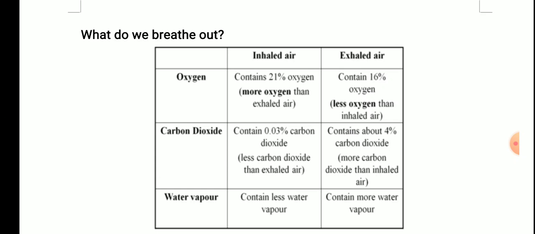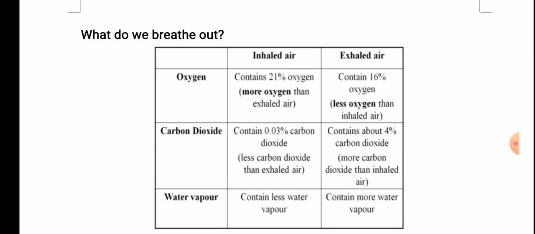On the other hand, carbon dioxide is 0.03% in the inhaled air, which means it is less. But when the blood reaches the tissues or the cells, while giving oxygen to the cells, it will take carbon dioxide from the cells. So it increases the amount of carbon dioxide in the blood, and it contains about 4%. You can see the comparison: 0.03% in the inhaled air, and when we exhale that air, it is 4% carbon dioxide. And that's why when we exhale, the air is quite warm. Why is it warm? Because of that carbon dioxide also. The exhaled air also contains 16% oxygen, but the 4% carbon dioxide is now more than the 0.03% in the inhaled air.